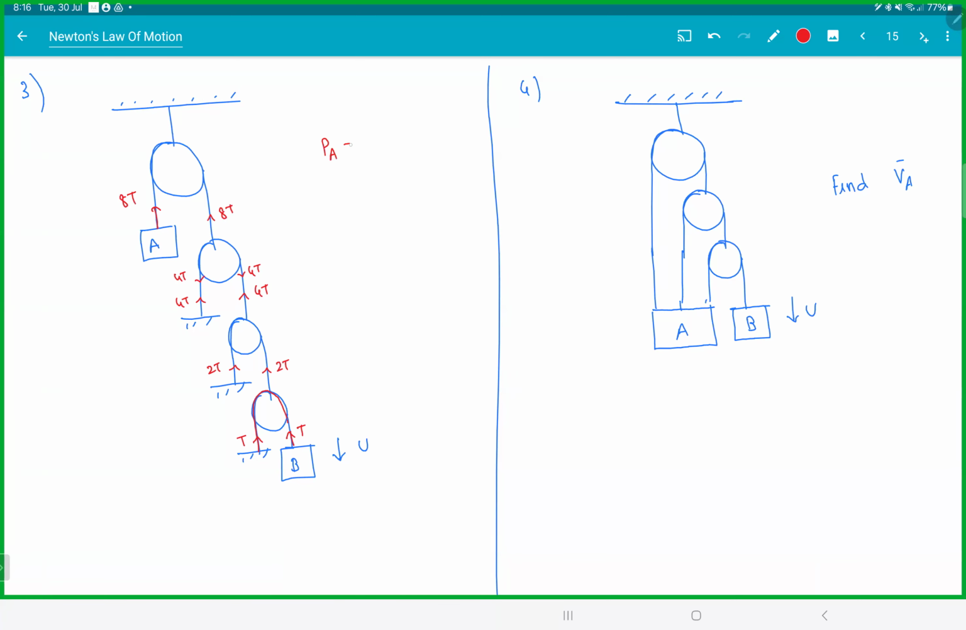So power on A will be 8T VA. Power on B, later on we'll stop writing this, T into minus U. The total power should be 0. So we get 8T VA minus TU is 0. VA is equal to U by 8. So my direction is right. I assumed upward. I got it right. Make sense? So every time you go up a pulley here, tension is doubling up.